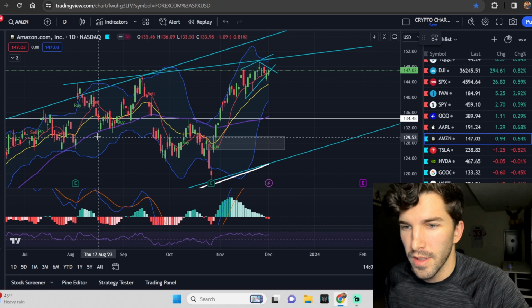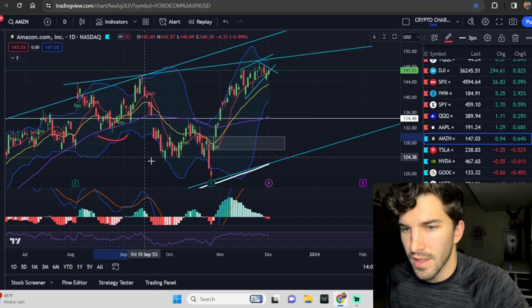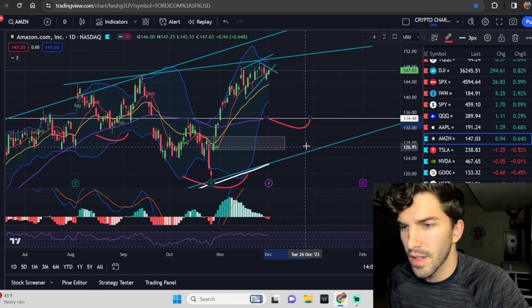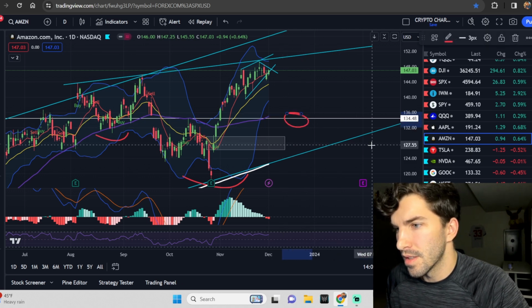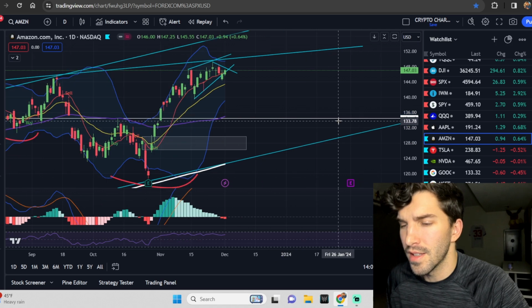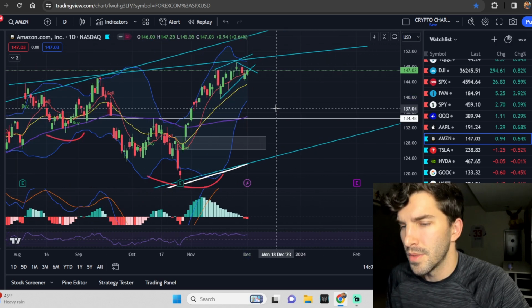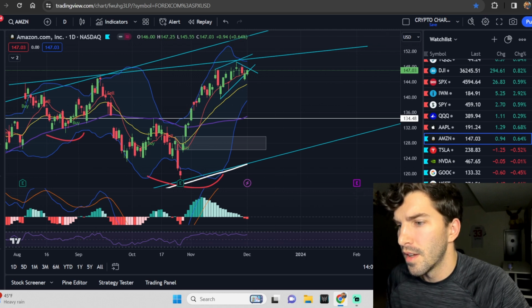Amazon's pretty cool. I've really been playing with this idea of this left shoulder, this head, and maybe some kind of right shoulder forming in the near future. So I do really like still this price point of 134.48. And these Bollinger Bands are a little tighter than the other stocks, right? They're a little bit tighter. So we could see a very explosive move from Amazon.